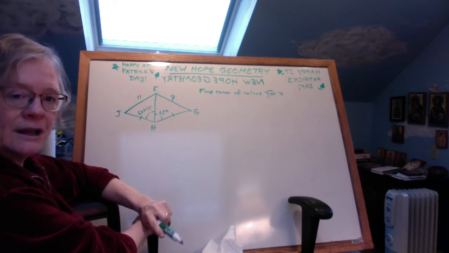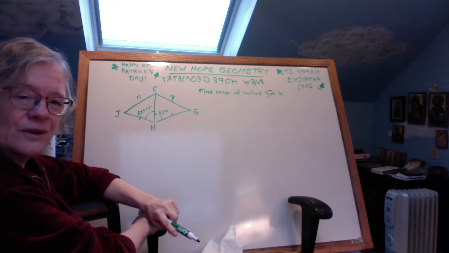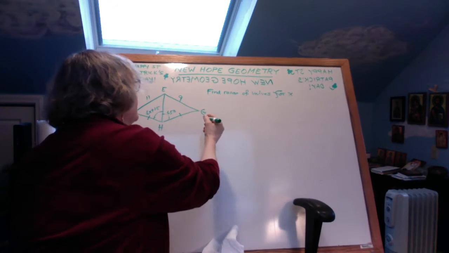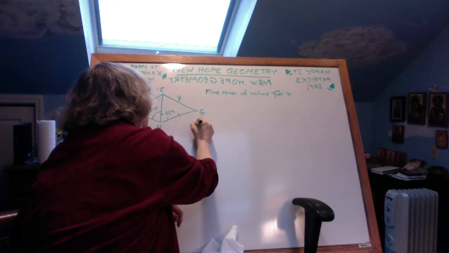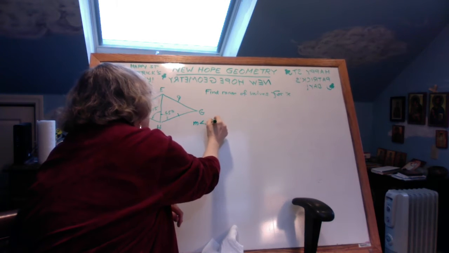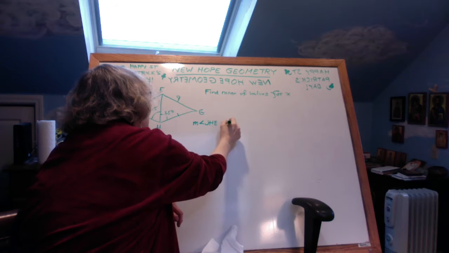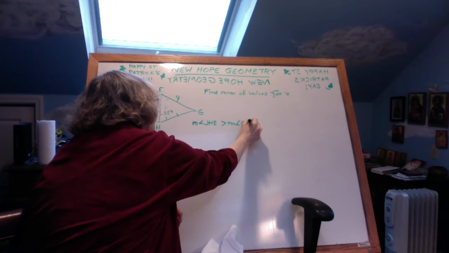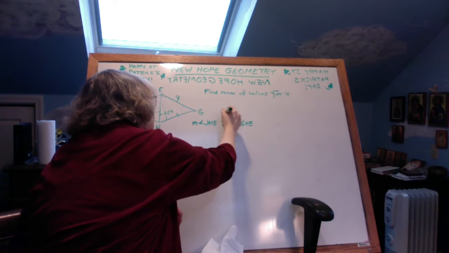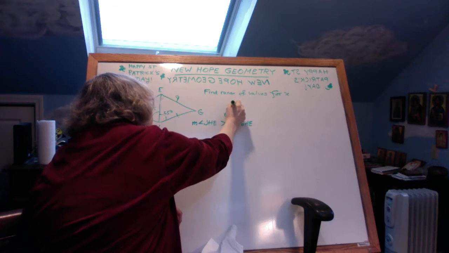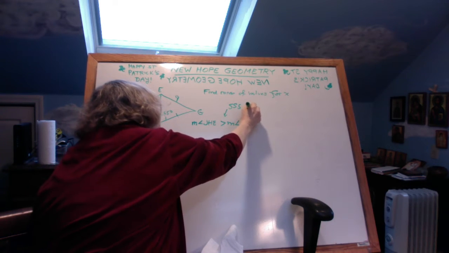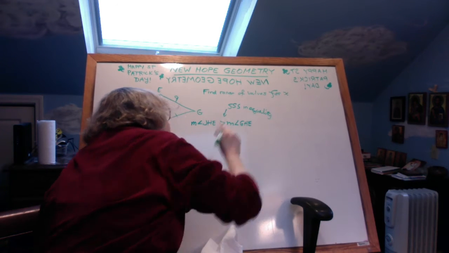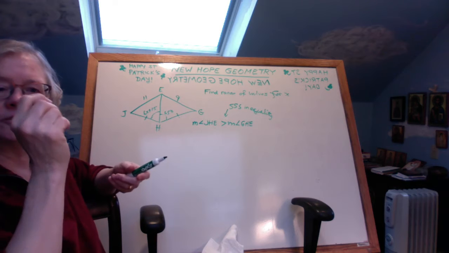Okay, so now we're being asked to find a range of values for x. So, well, we already know the measure of angle JHE is greater than the measure of the angle GHE. And that was because of the side inequality theorem. Okay, so that's a good starting place.